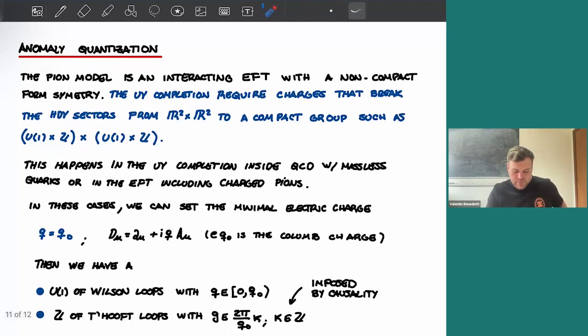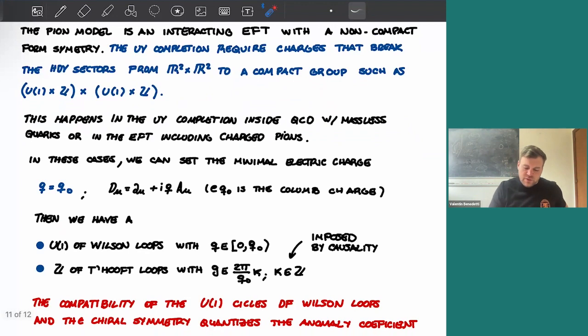This implies that the group R2 times R2 is broken to, as I said before, a U1 times Z, where the U1 corresponds to the Wilson loops with Q, the charge of the Wilson loop. Namely, I did not write it here, perhaps it's important. This is the Wilson loop.